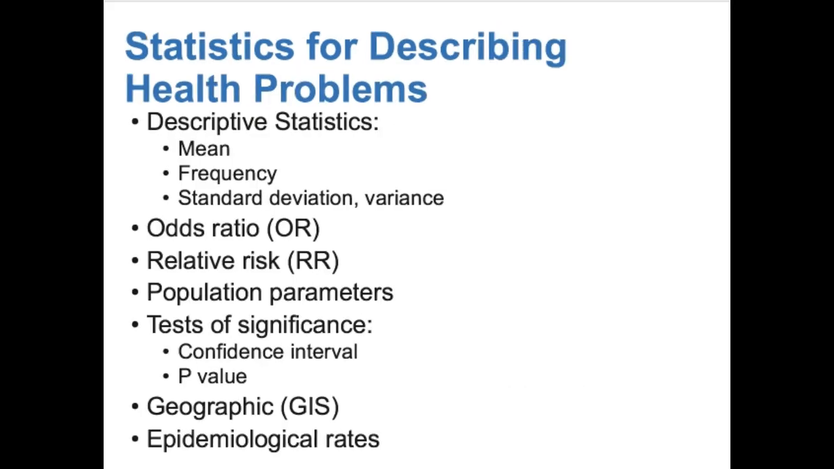Here are some statistics we use to describe health problems. The first are descriptive statistics, and you are probably very familiar with these as they are easy to calculate and they're often used to describe a population. The frequency or count of an occurrence, such as number of deaths due to cardiovascular disease in a population, and from this count we can calculate the average and range of values or standard deviation in a population.